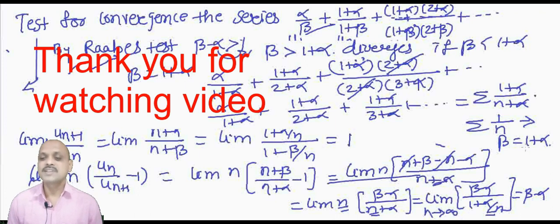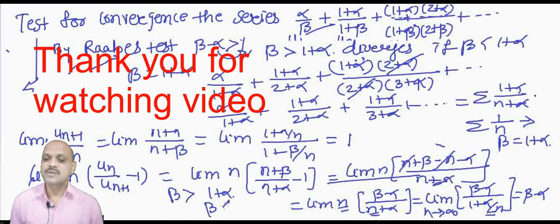Hence by Raabe's test the series converges only for beta greater than 1 plus alpha and diverges for beta less than or equal to 1 plus alpha.